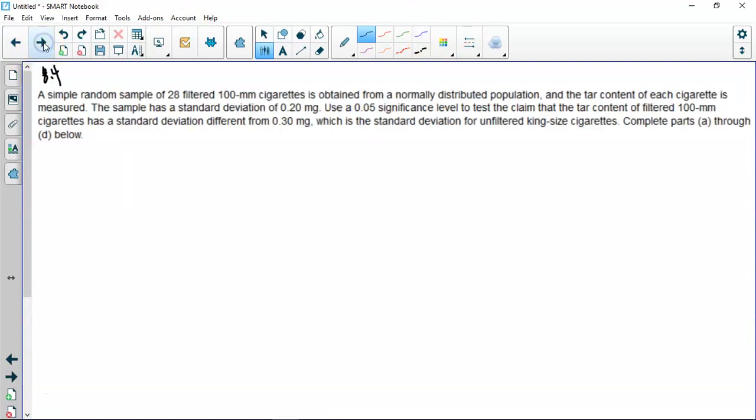Now for the one you need to do by hand. A simple random sample of 28 filtered 100 millimeter cigarettes is obtained from a normally distributed population. All right, so we're looking at tar, and it has a sample standard deviation of 0.2, and n was 28, and I want a significance level of 0.05. And I want to test the claim, so I get the pen ready, that the tar content of these cigarettes has a standard deviation, that's sigma, that is different than 0.30.